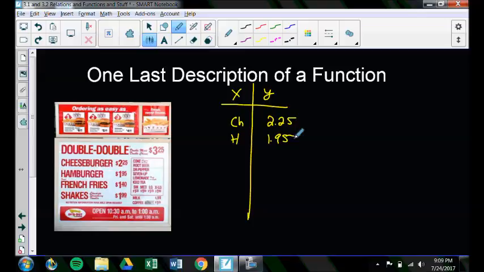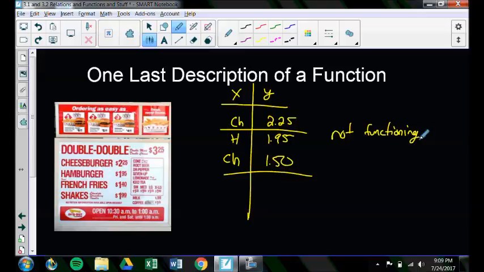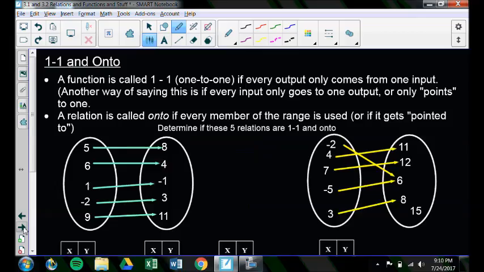But suppose you got a cheeseburger and it cost you $2.25, and then I got a cheeseburger and it cost me $1.50. And I didn't have any coupon, and I didn't have any special deal, I didn't know the owner or something, I just got charged less. Well then something is broken. Something is not working, we would literally say this is not a functioning menu. It's not a function. It's literally not working because the same input is not going to exactly one output. It's going to different outputs, not a function, not working. Hope that makes sense.